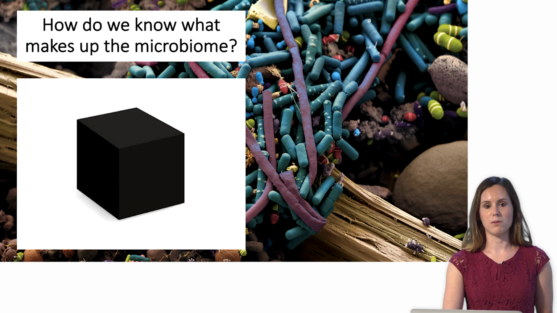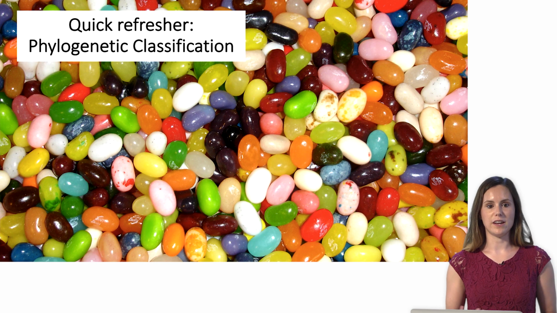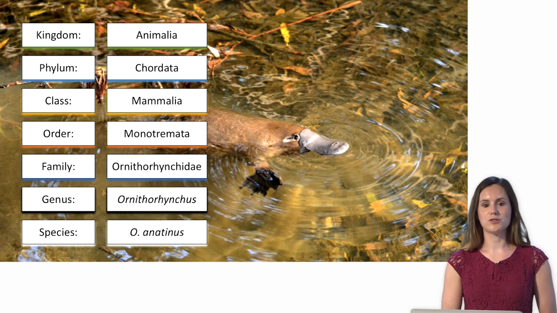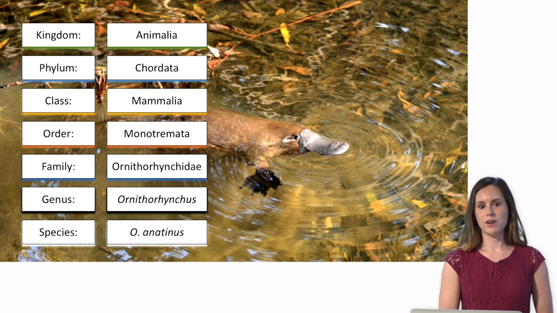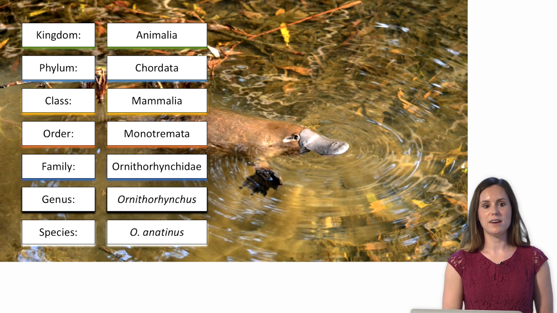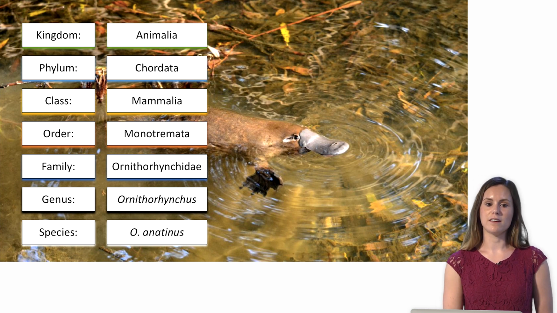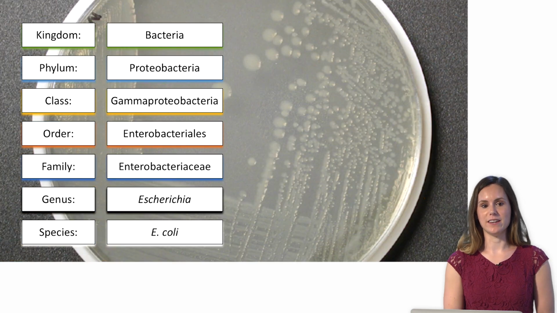So before we can talk more about this, I'm going to go through a quick refresher of what classification is, or phylogenetic classification. And don't worry about the jelly beans, we'll get back to them in a minute. When you think about trying to classify an animal, we know that they can be classified by kingdom, phylum, class, order, family, genus, and species. So this is an example with, say, the platypus. You can see the classifications for this platypus down to its species name, Anatinus. So we can also do this with bacteria.